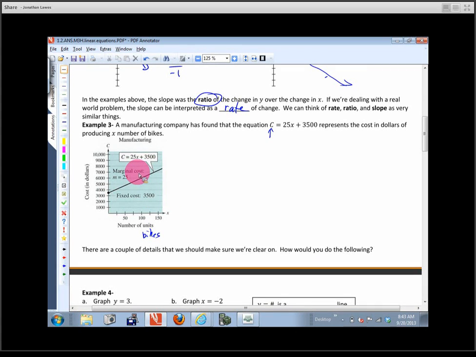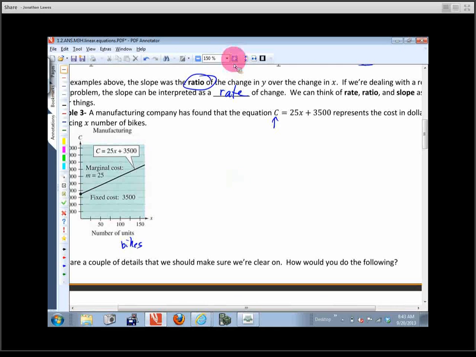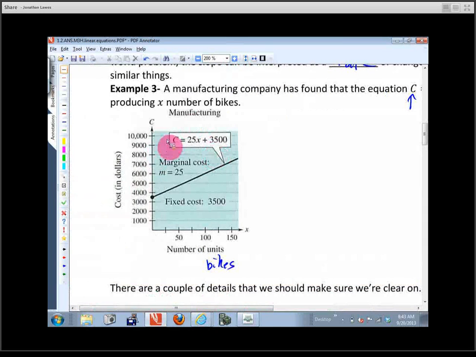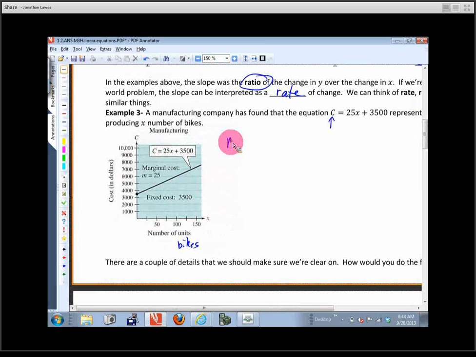Okay, and it says, well, let's see. Well, it really doesn't say anything. It doesn't really have any instructions. So let's look at this and think about this for just a second. This is a linear equation. What's this number right here? It's a slope. So on this one, the slope is 25.